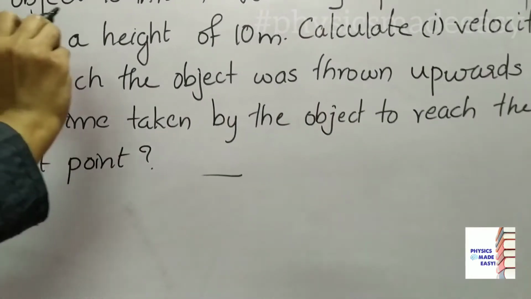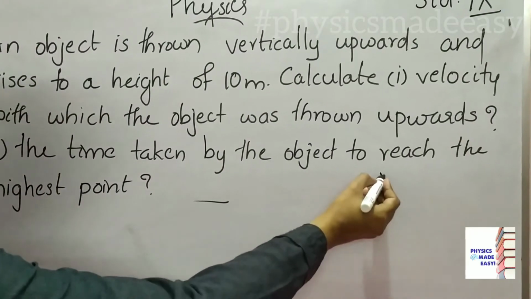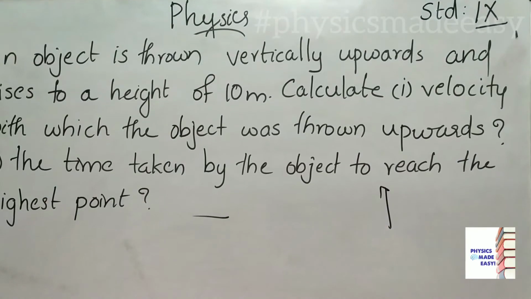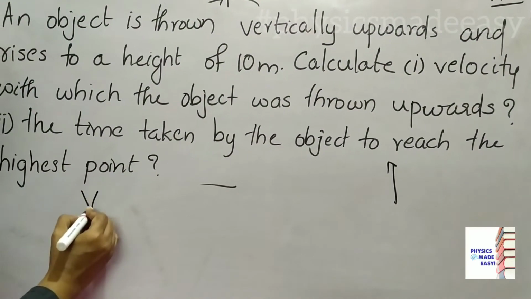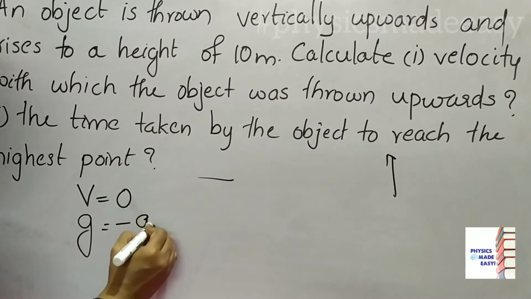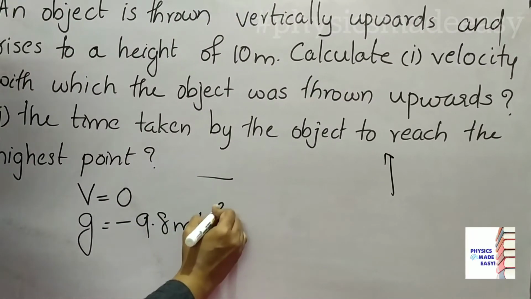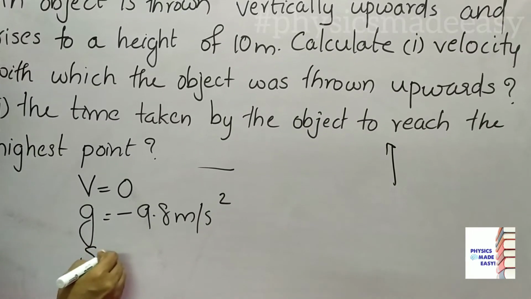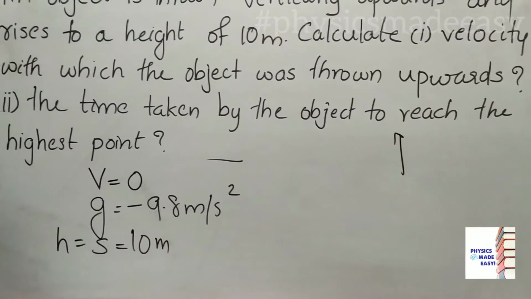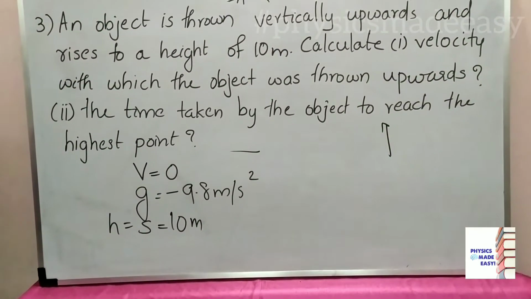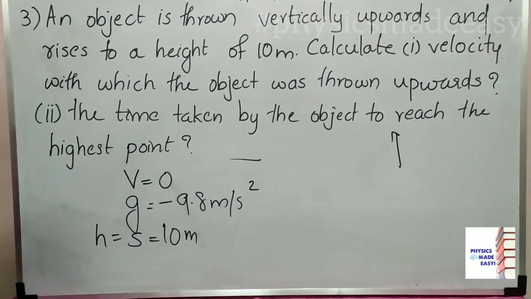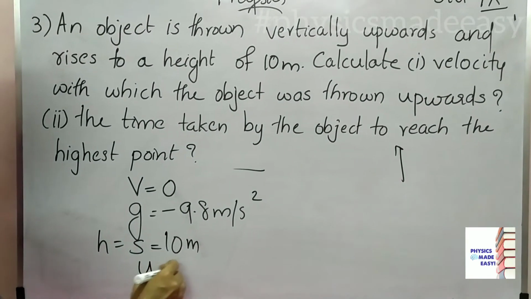Here the object is thrown vertically upwards and rises to a height of 10 meter. This is moving in upward direction. So we can take the final velocity as 0. G is equal to minus 9.8 meter per second square and S or H is equal to 10 meter. From this we have to find the velocity with which the object was thrown upwards. We have to find the initial velocity u.